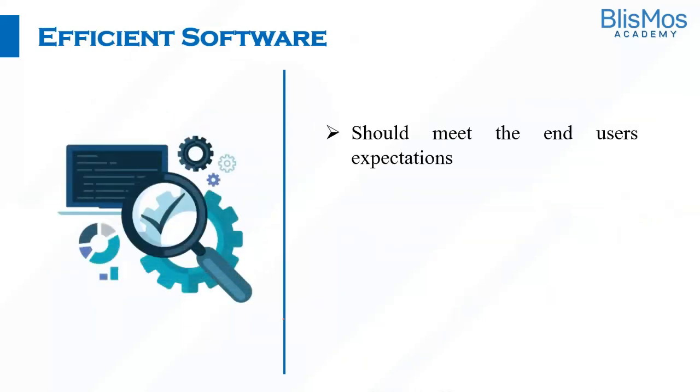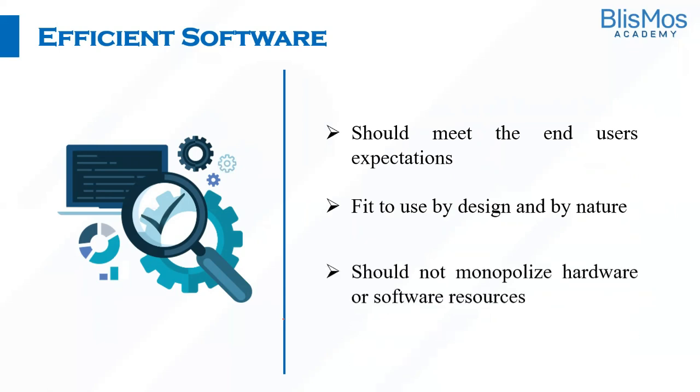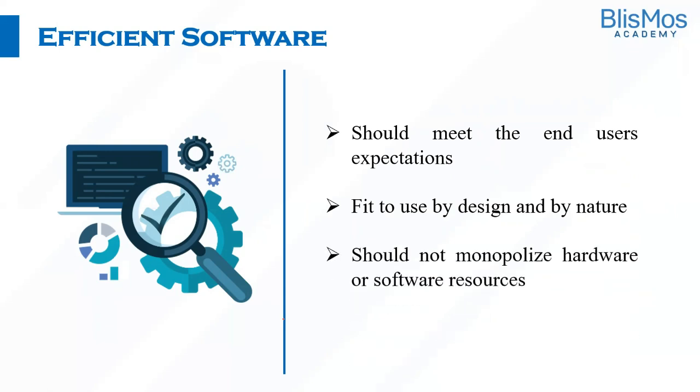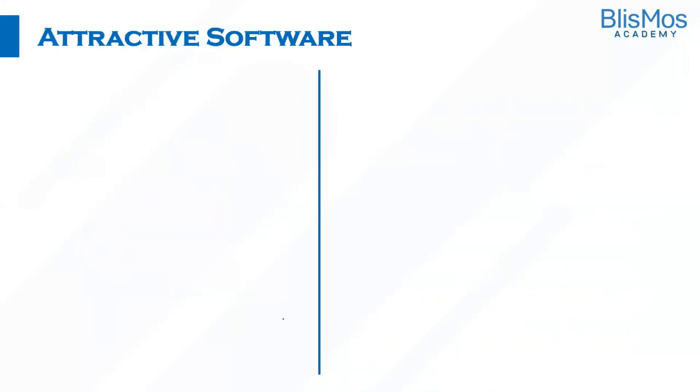Okay, what is efficient software? First and foremost, it should meet the end user's expectations in terms of response time, in terms of navigation, and all those things. So it should be fit to use by design and also by nature. Whenever the software is being used, it should not monopolize the hardware and software resources.